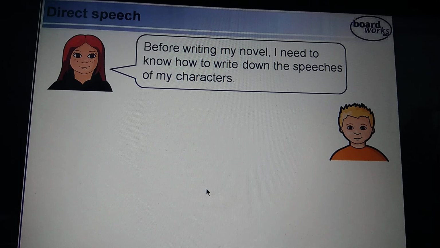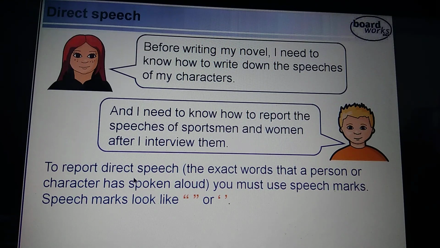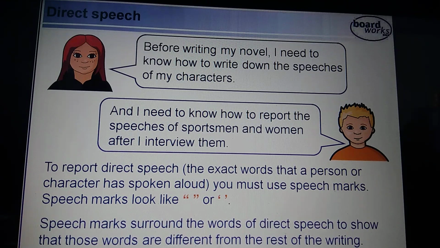Okay, speech marks, or quotation marks, or inverted commas. To report direct speech, the exact words that a person or character has spoken aloud, you must use speech marks. Speech marks look like this, or sometimes in detailed writing or narrative writing like this, single. Speech marks surround the words of direct speech to show that those words are different from the rest of the writing.